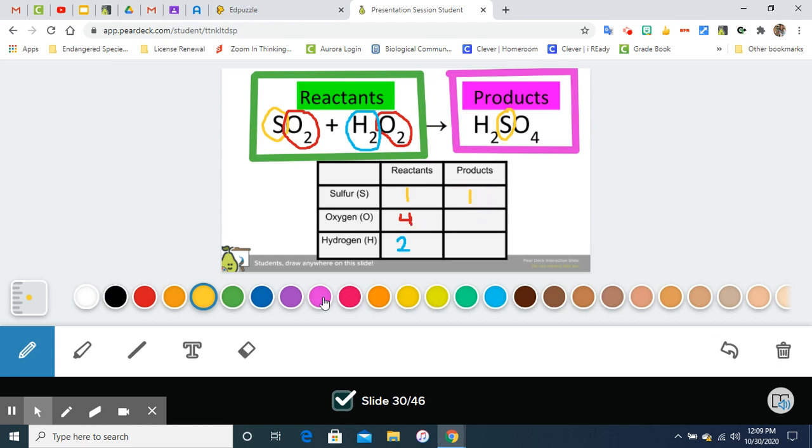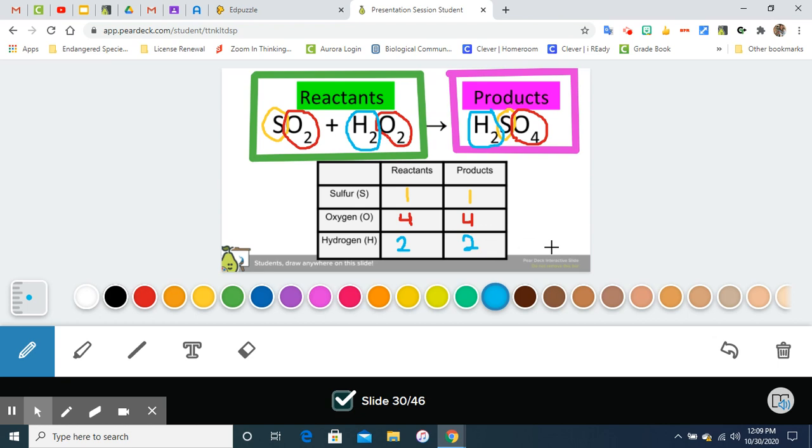Next in the chart is oxygen. I'm looking and I see oxygen right here. I have a total of 4 oxygens, 4 O's. And then lastly, I'm looking for hydrogens on the product side only. And I see hydrogen right here. I see there's a total of 2 hydrogens on the product side of the equation.